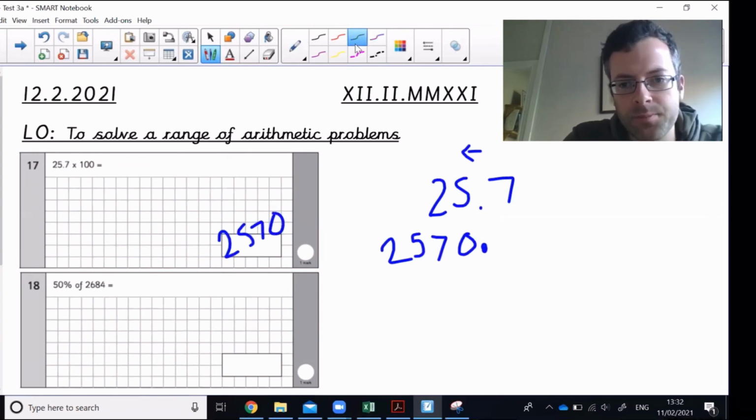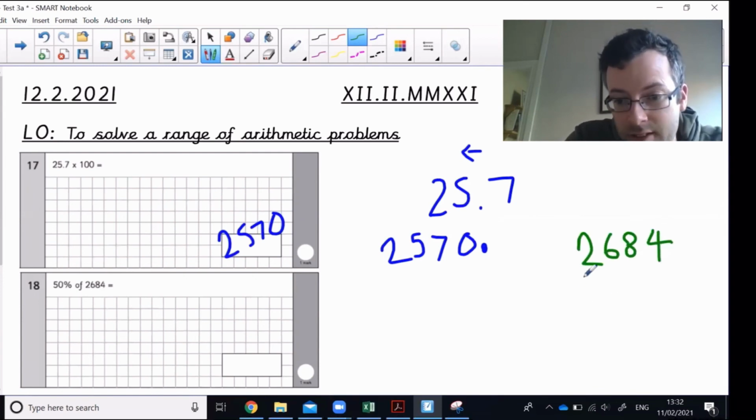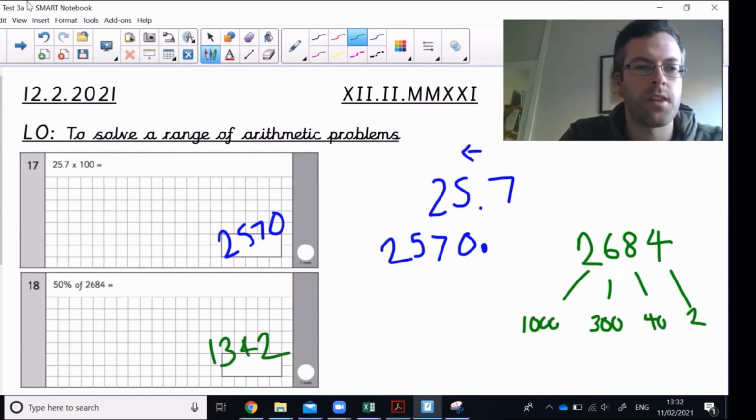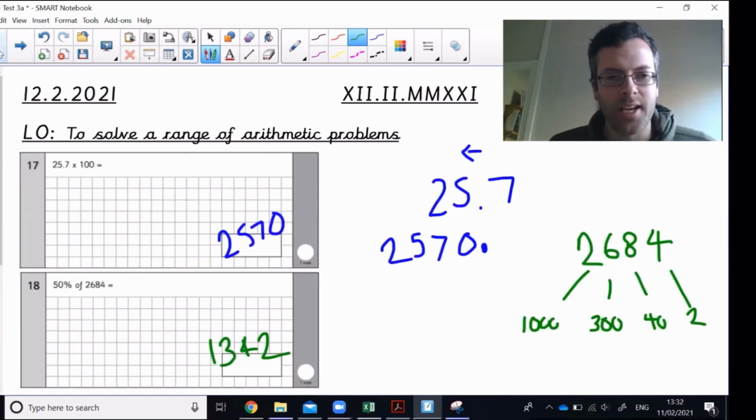50% of 2,684. Well, 50% I know is a half, so I'm actually halving this. So half of 2,000 is 1,000. Half of 600 is 300. Half of 80 is 40. Half of 4 is 2. So my answer is 1,342. And that is me done, with plenty of time to spare, I reckon.